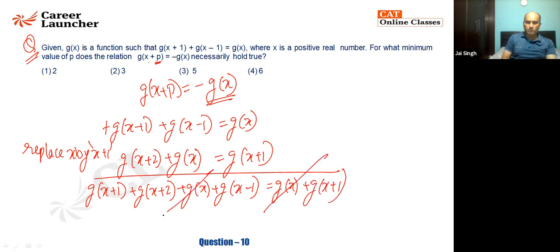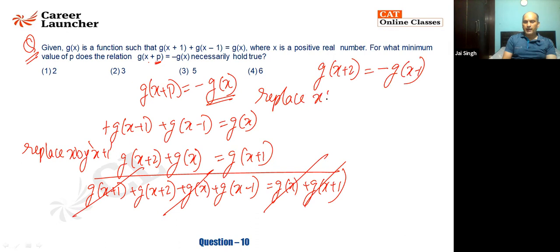I can see gx on both sides. I can see x plus 1 on both sides. What do you get? You get g of x plus 2 is equal to minus of g of x minus 1. You will replace x by x plus 1. Why? Because I want it in the form of x plus p. So I want it to be gx, because it is minus of gx which is coming. So I'll replace x by x plus 1. You will get g of x plus 3 is equal to minus of gx. This is what we want.